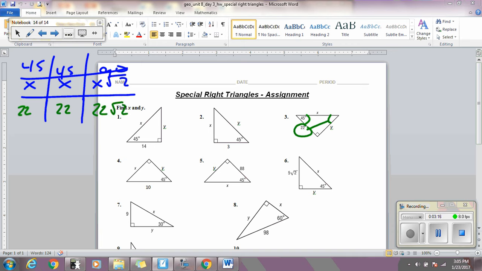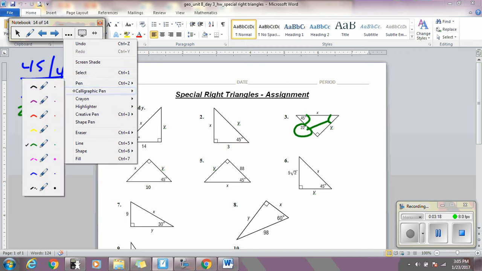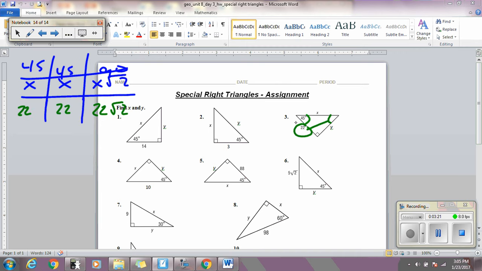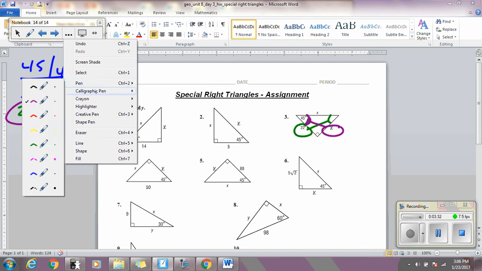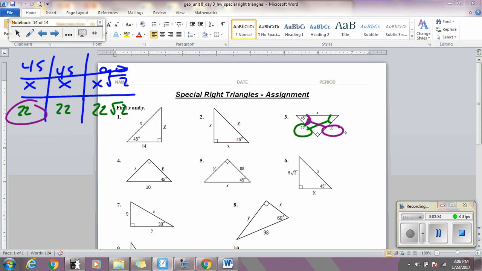So now let's look at the picture. Across from this 45-degree angle is y. So that means y is 22. And then across from the 90-degree angle is x. So that means x is 22 root 2. So again, x is equal to 22 root 2. Y is equal to 22.